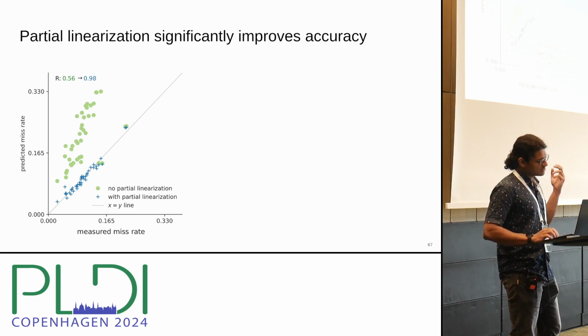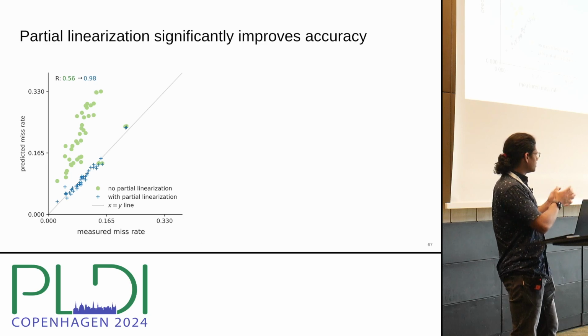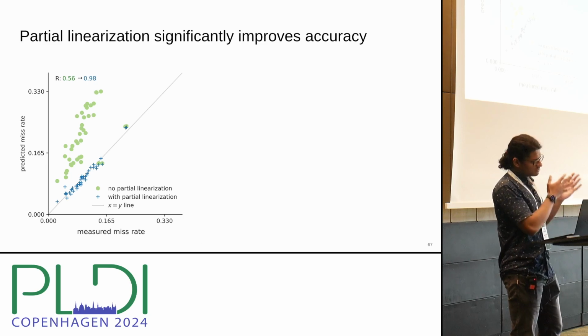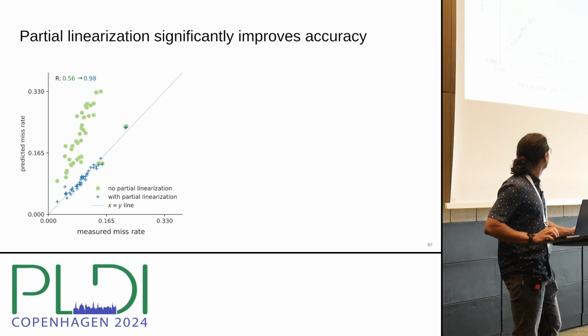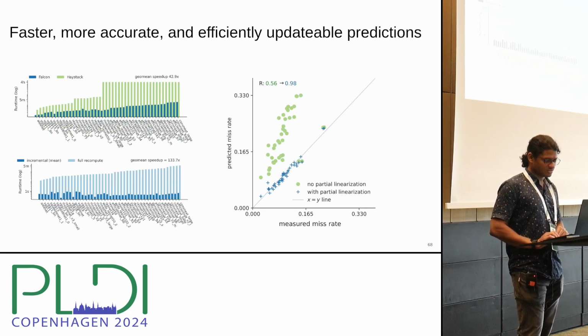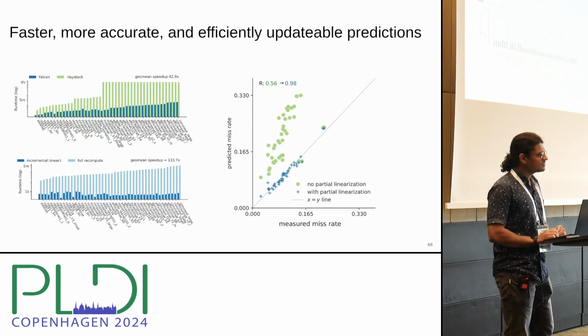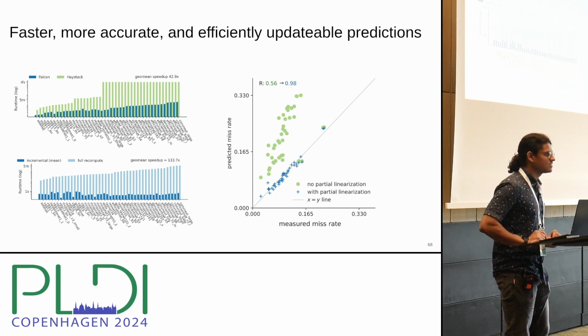The previous approach had a correlation of around 0.56 between hardware measured cache miss rate and the predictions. For us, we get 0.98, which is, I would say, pretty accurate. And so, to conclude, Falcon is fast, more accurate, and can incrementally update computations. Thanks.